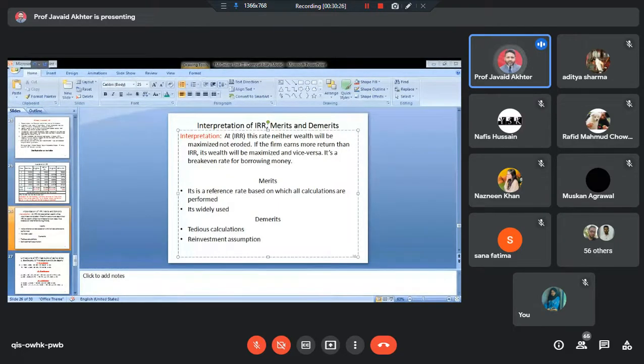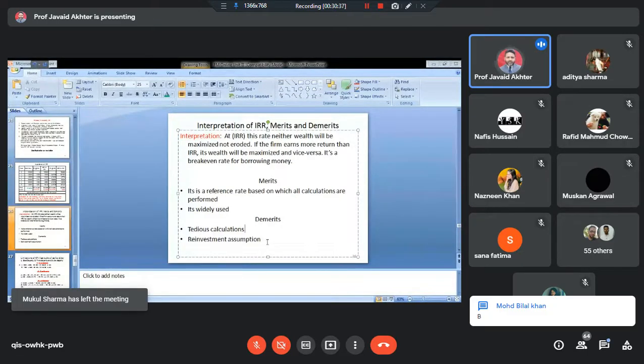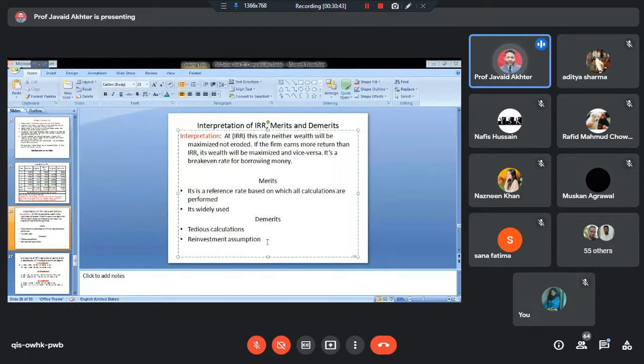Now it's the demerits. In case of manual calculation, it is tedious and a bit difficult, because you will have to try it out at various rates and only then arrive at an answer. So it appears to be a tedious or difficult calculation. But again, I maintain that this is only manual, because through a computer it can be calculated immediately. So this is one limitation.